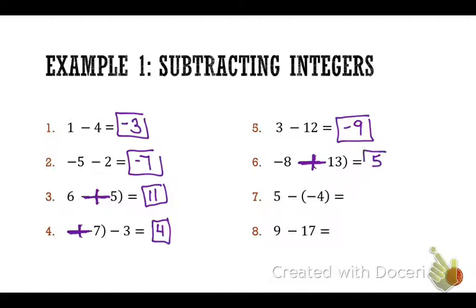Positive 5. Very good. Okay? What about 5 minus negative 4? 5 plus 4 equals 9. All right, and 9 minus 17? Negative 8.